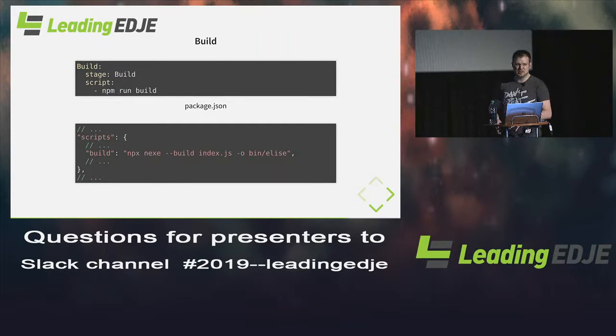There's the build stage, which ends up running my build task I specified in my package.json. This does work cross-platform, in case I didn't mention that earlier. So on Linux, you get an Elise executable. On Windows, you get an Elise.exe. And it ends up pulling down the version of Node you specify in your Nexe config.